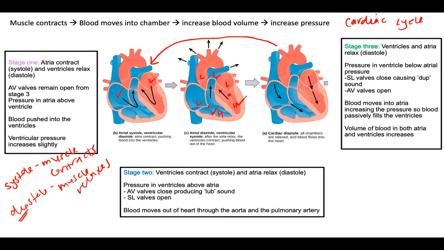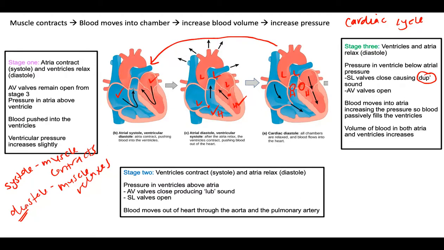On stage 3, both the ventricles and the atria relax, which is diastole. Now, pressure in our ventricles is lower than the pressure outside. Here we go, lower, higher. So our semilunar valves will shut, these ones and these ones. When these shut, it causes the dup sound of the heartbeat.